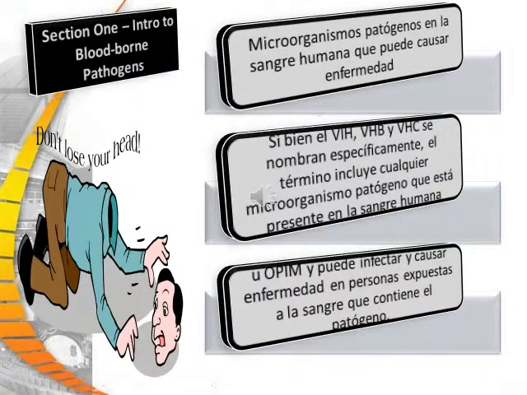Bloodborne pathogens are pathogenic microorganisms in human blood that can cause disease. So, while HIV, HBV, and HCV are all specifically named, the term includes any pathogenic microorganism that is present in human blood or OPIM, other potentially infectious material, and can infect and cause disease in persons who are exposed to blood containing the pathogen.